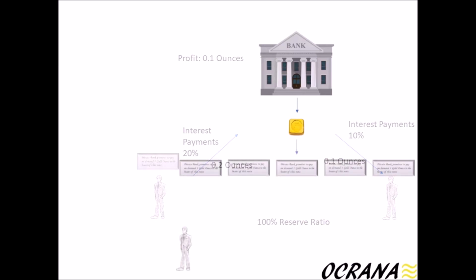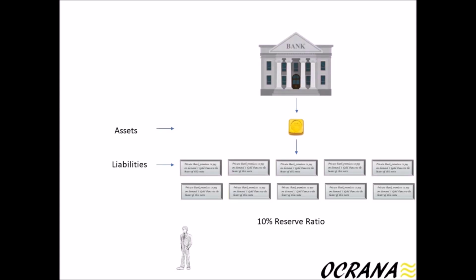Before we move on, let's stick with this example again. So we have the same bank, except this time it's running on a 10% reserve ratio. And it's running on a 10% reserve ratio because it has 10 times more liabilities than it has assets. I am oversimplifying this to get the point across.